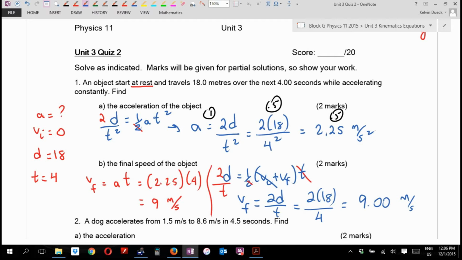Same as before, 1 mark for the equation, half mark for the numbers, half mark for the answer, but if you got the right answer, 2 out of 2. If you just said 9, Joseph, I'm fine. Why did I say 9.00? Because technically 3 sig figs, technically 3 sig figs. So I just subconsciously did that without thinking about it.